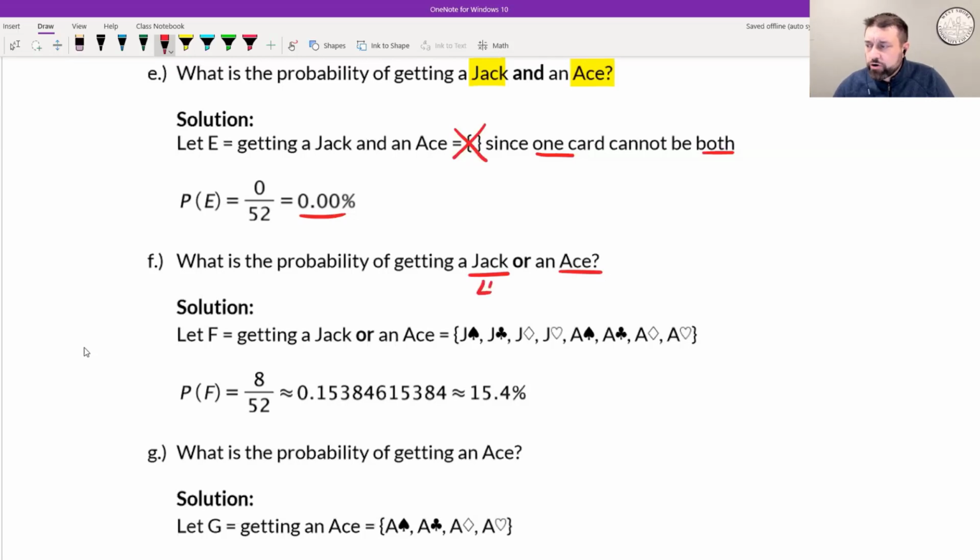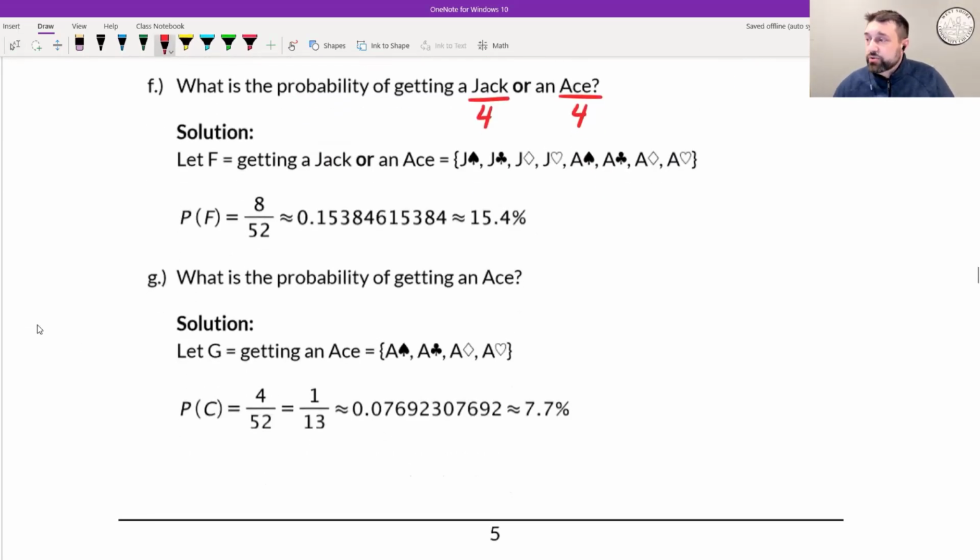Well, you know that there are 4 jacks. You know that there are 4 aces. None of the cards are double counted, so we don't have to worry about that. So it's just going to be 8 out of 52. And then finally, what is the probability of getting an ace? 4 out of 52, 7%.